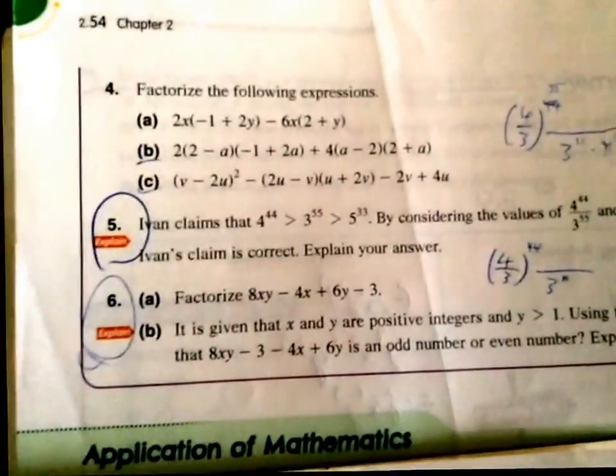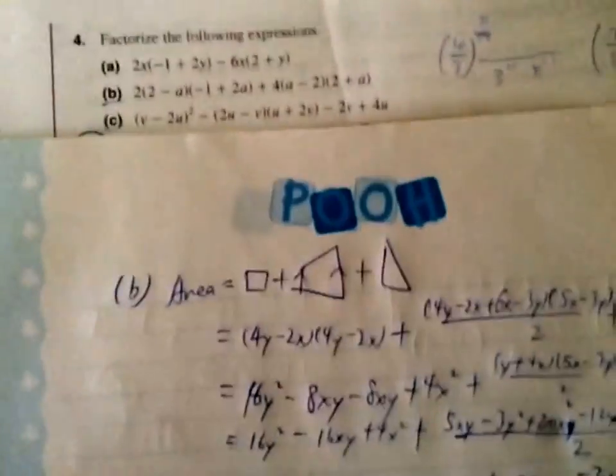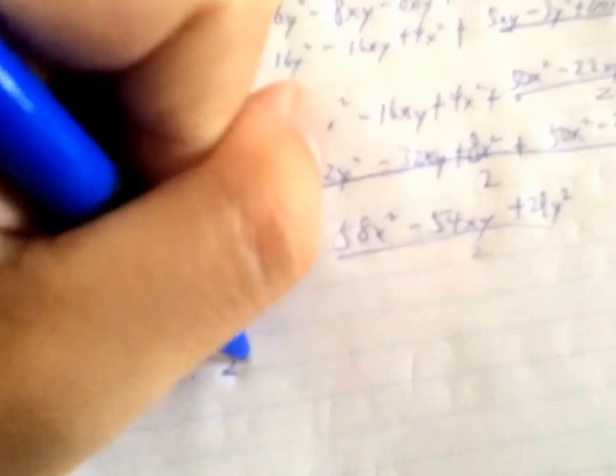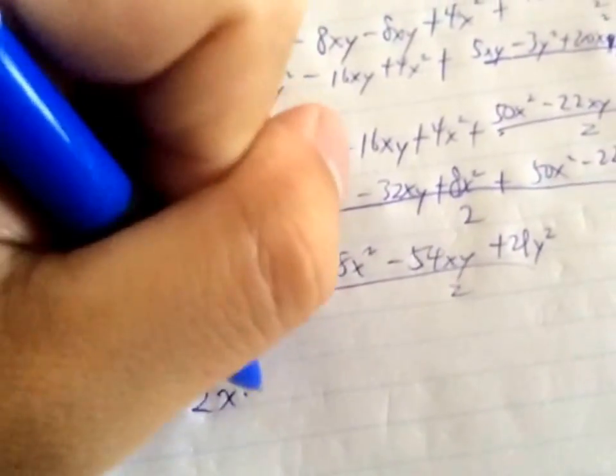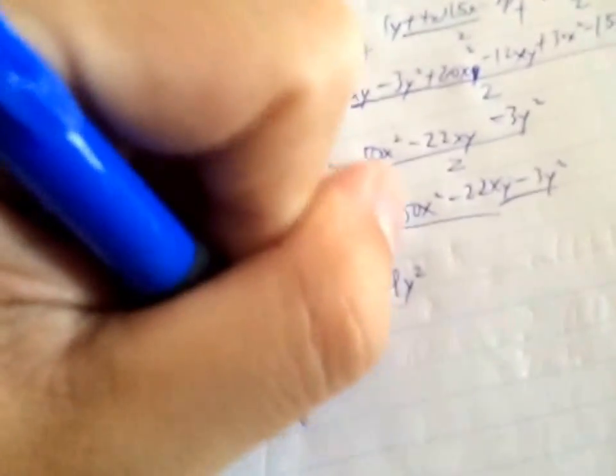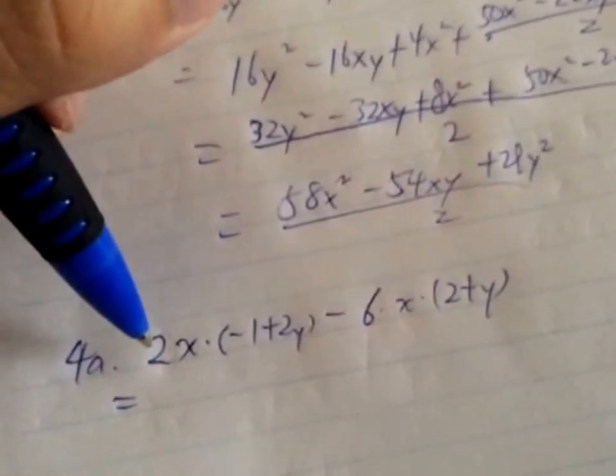Number 4 is quite difficult. I'll try to do it for you. The first one has two terms. The first term is 2x times (-1 + 2y), and the second term is 6x times (2 + y). So if you consider the numbers first, okay?